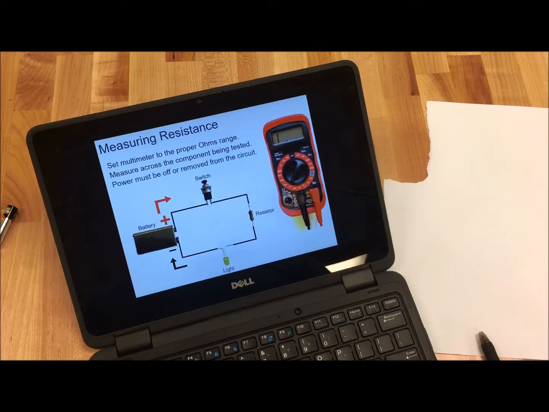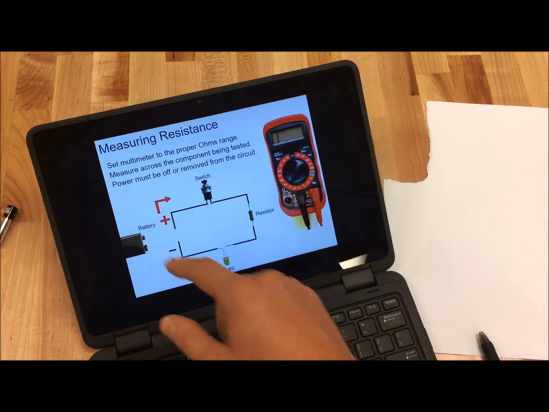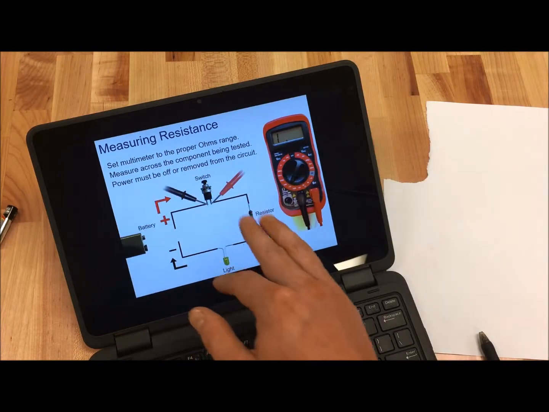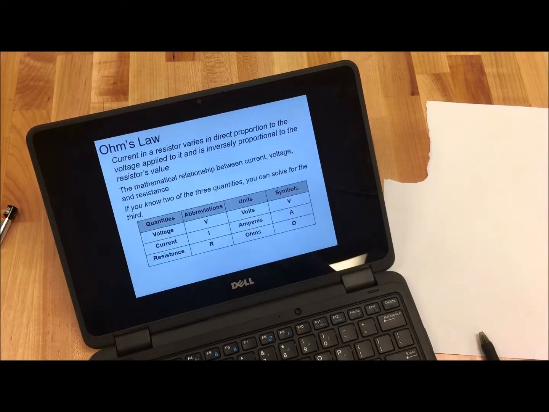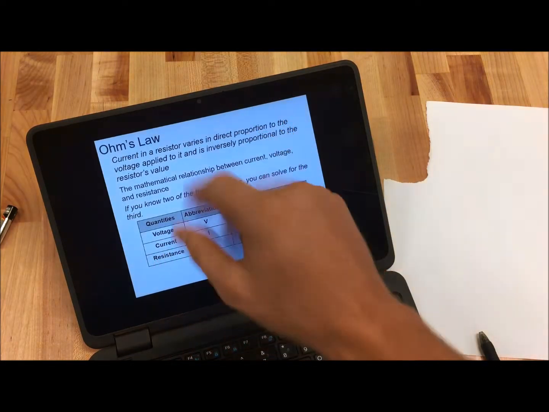And just like voltage, we will measure, but the only difference is now we don't have the battery. Do not have the battery. Repeat, do not have battery, bad. So you have to take the power out of it to measure the resistance. And you measure just like voltage across the component. So the resistance at the switch, the resistance at the resistor, the resistance at the light, and you could do the resistance at the battery, but I wouldn't recommend it.